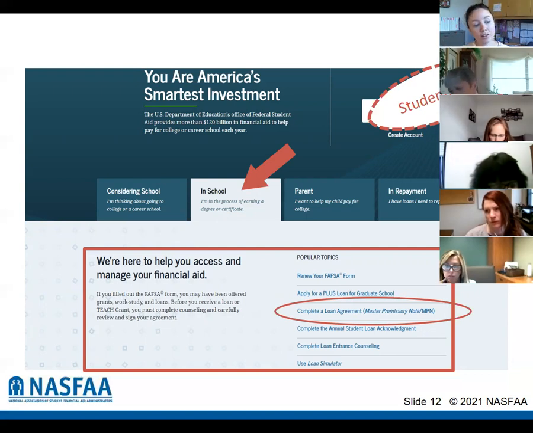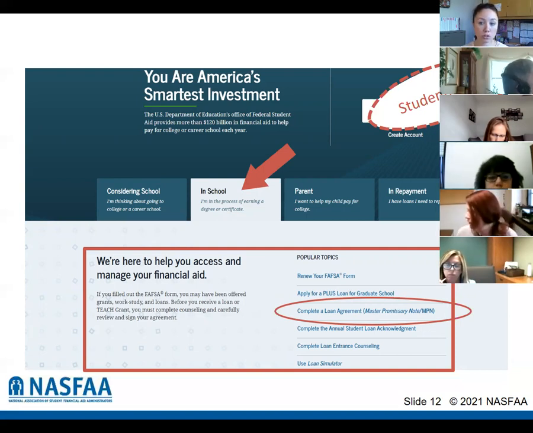We also word it this way to our students in our instructions about completing their master promissory note. We call it this. We say, go out to studentaid.gov and click complete a loan agreement. I don't know why we have to call it 20 different things, but here it is. Now it's called a loan agreement. This is the master promissory note. This is how students complete that.